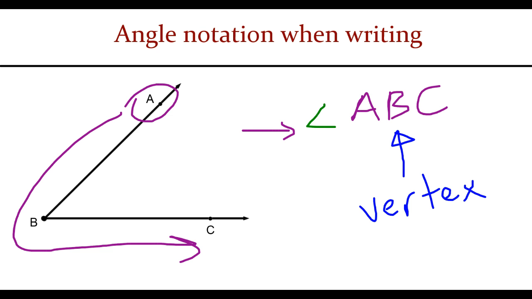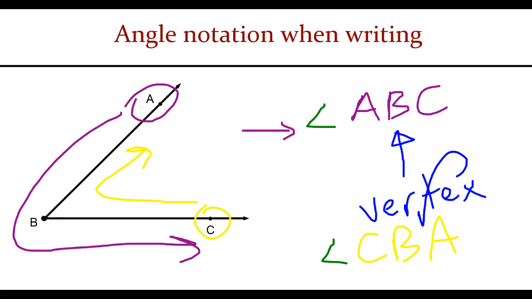Now we could also, for those of you who are looking at this and saying, hold on, wait a second, we can start at C and actually go around the angle that way. You're absolutely right. So we could also label this angle CBA. Still, the vertex, B, is that center letter there.